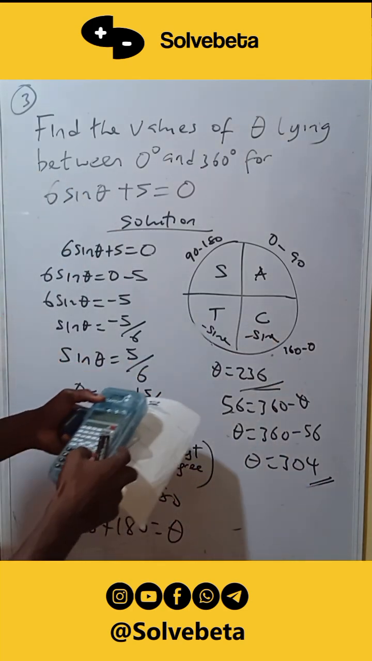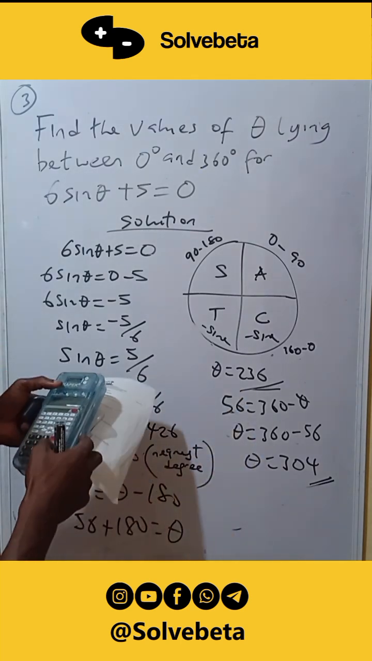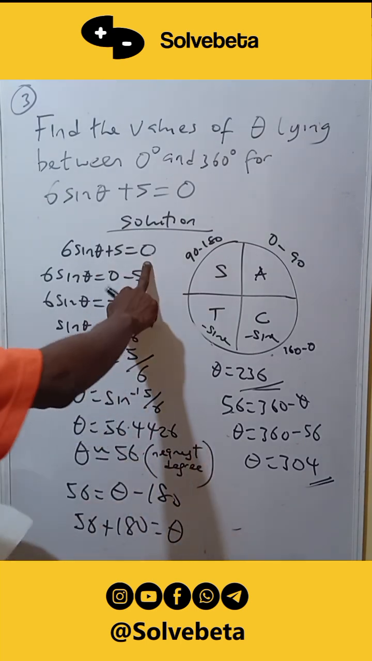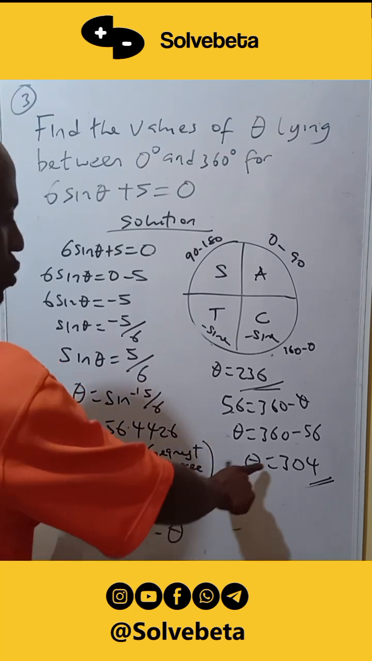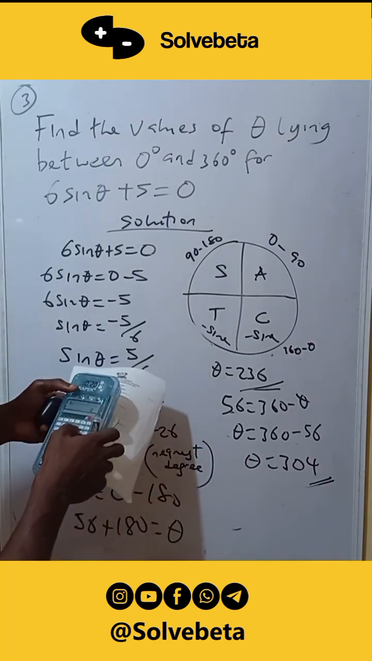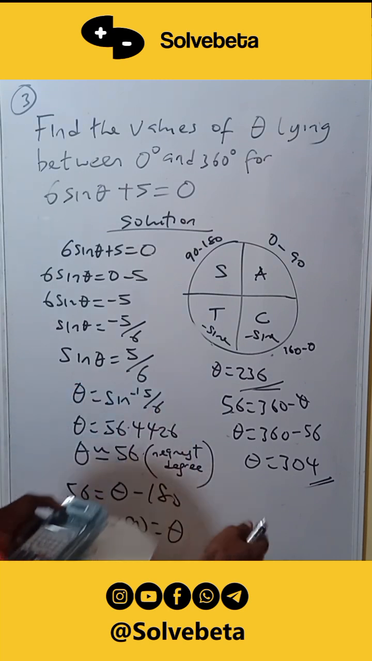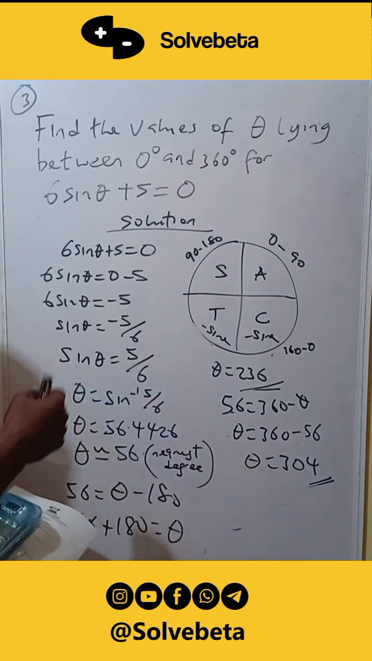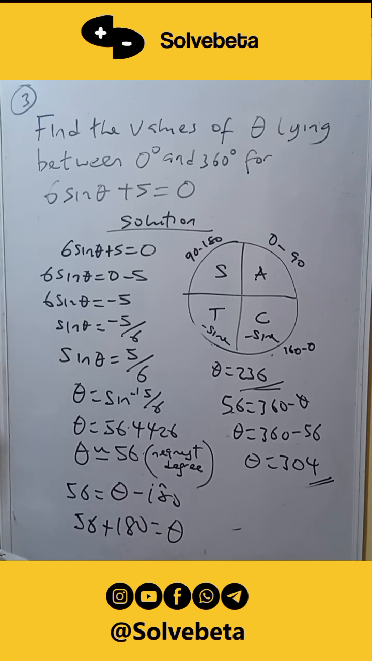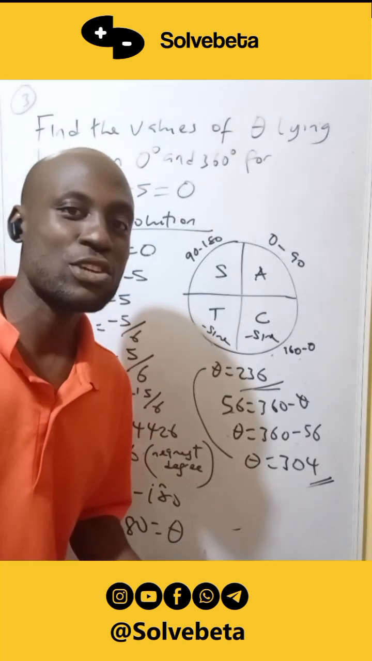Now you can try that. If you type 6 sine 236 plus 5, you get approximately 0. If you do the same thing with 304, 6 sine 304 plus 5, you get approximately 0 as well. I got 0.02577. Why did I get 0.025? Because I approximated earlier. So you approximately get 0. It means that we have two values of theta: this is the first and this is the second. Let me know what you think in the comment section. Thank you.